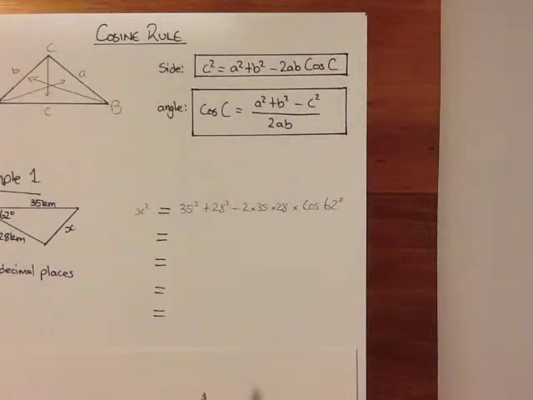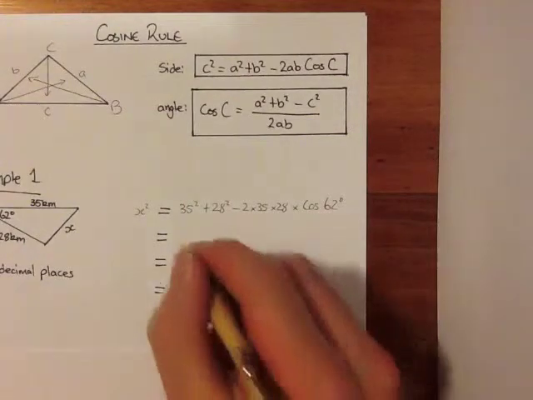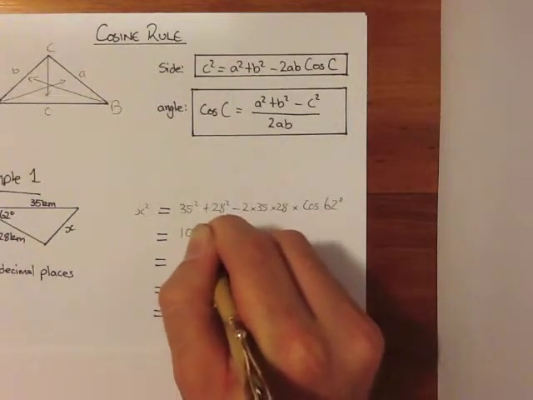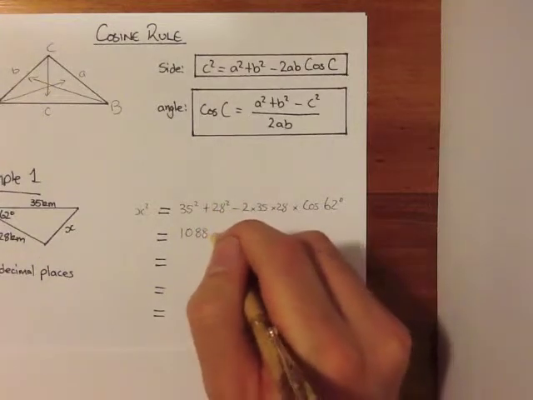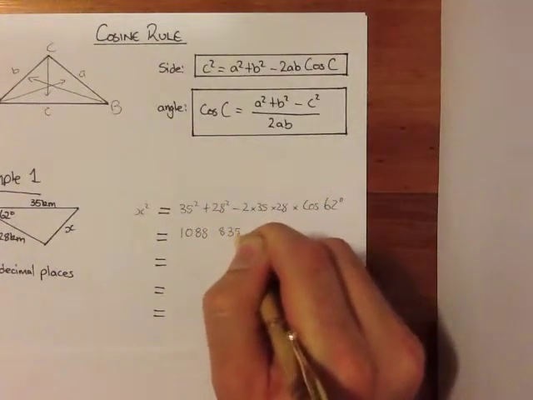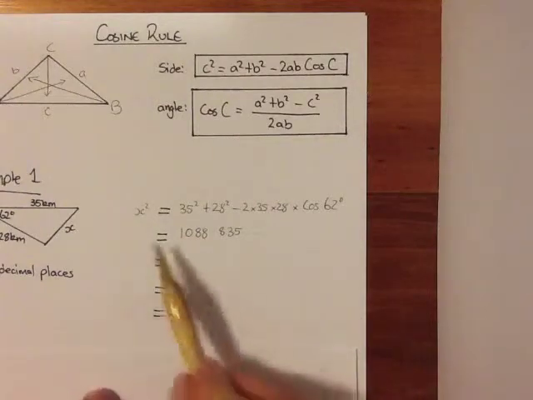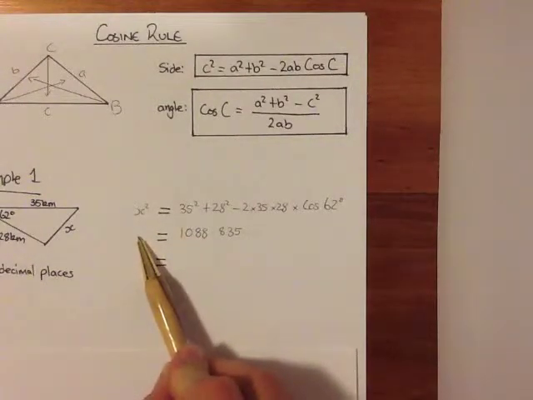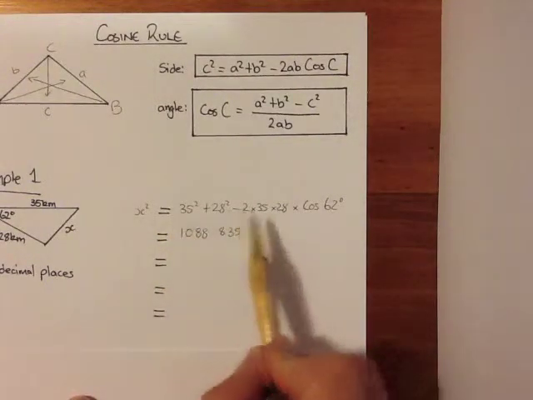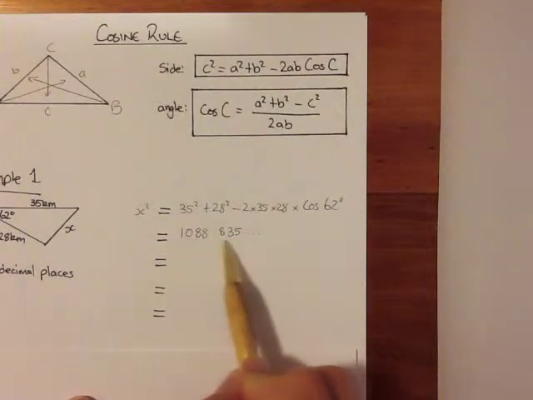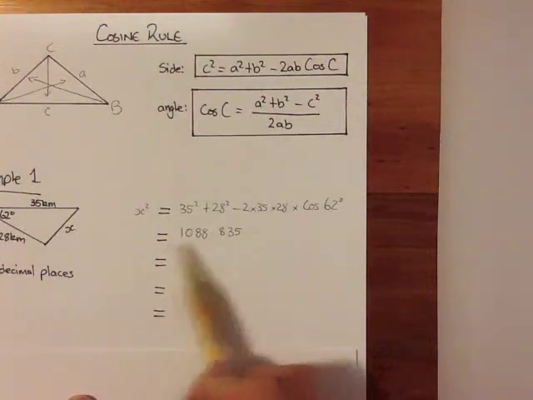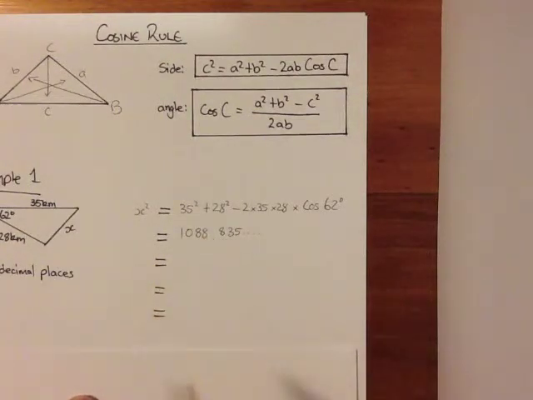Substituting that into your calculator, you get an answer of 1088.835... Now, this is why I mentioned Pythagoras' theorem. In Pythagoras' theorem, to find side C, it was a squared plus b squared. This answer here is our squared answer. We then need to find x now. We need to get the square root of that.